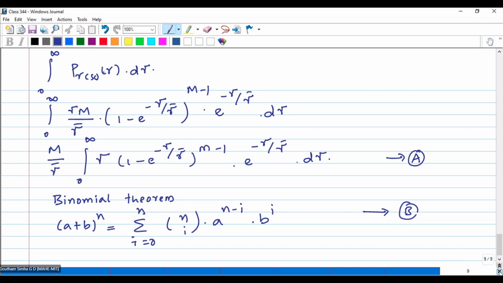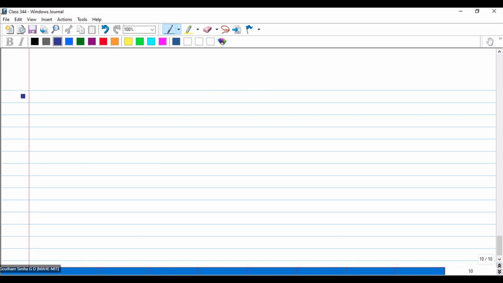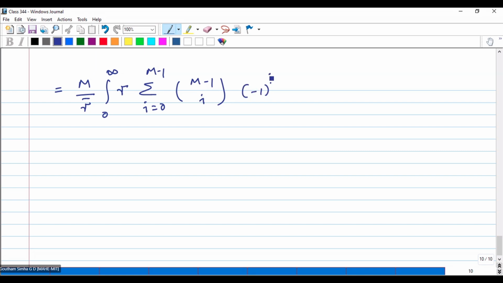From B, apply the same thing to A. If you apply, what happens? This is equal to m by gamma bar integrated from 0 to infinity. I'll write gamma in terms of summation. I'll write i equal to 0 to m minus 1, and n choose i becomes m minus 1 choose i, because it is m over here, times minus 1 to the power of i.